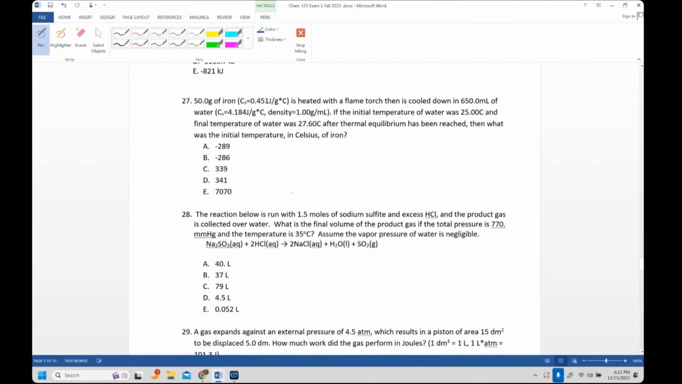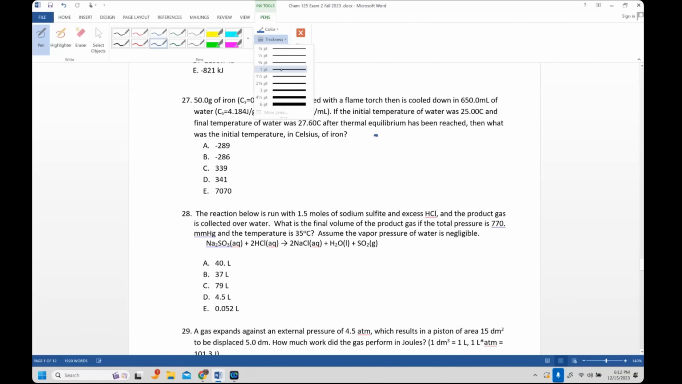All right, next, number 27. So we have 50 grams of iron with a specific heat capacity, heated with a flame and cooled down in 650 milliliters of water. If the initial temperature of the water was 25 and the final temperature was 27.6 after thermal equilibrium, then what was the initial temperature of the iron? All right, now here we are using Q equals MC delta T.